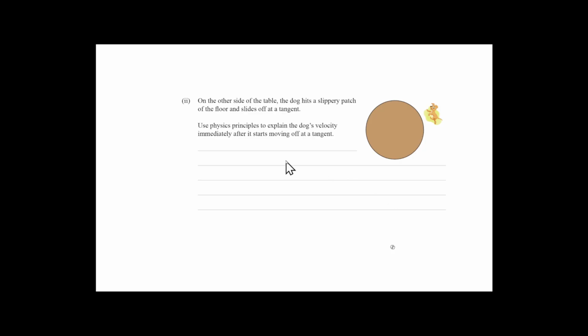So next question: on the other side of the table, the dog hits a slippery patch. So we have our rather happy looking dog here, and it slides off at a tangent. Use physics principles to explain the dog's velocity immediately after it starts moving off on a tangent. So the direction it's going to go is in a straight line that way. And why is it doing that? Well, it's doing that because of Newton's first law.